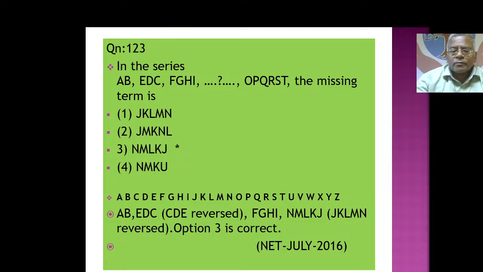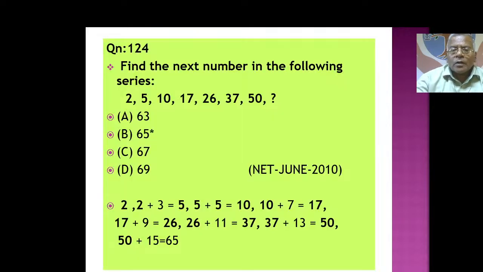Next one. Find the next number in the following series: 2, 5, 10, 17, 26, 37, 50. So it's also another interesting problem. It's a real challenge to our intelligence. First term is 2. What is the second term? 5. How is it done? 2 plus 3.